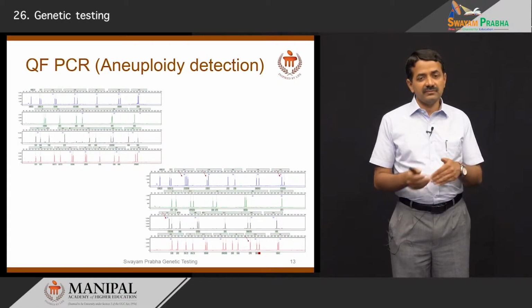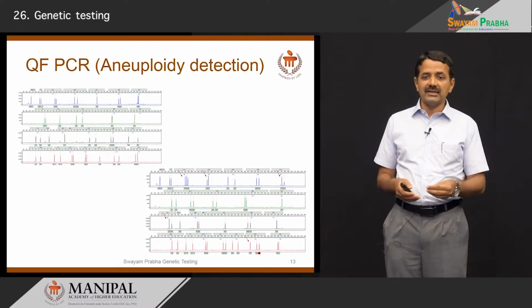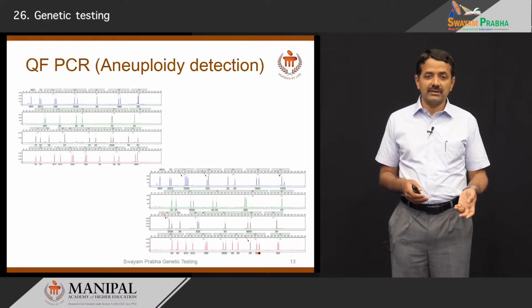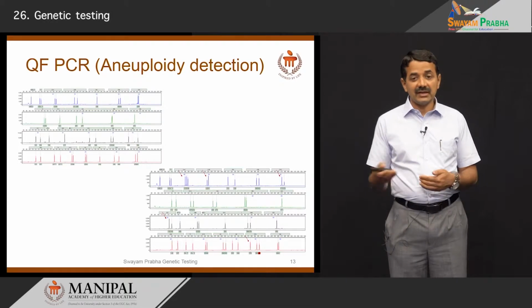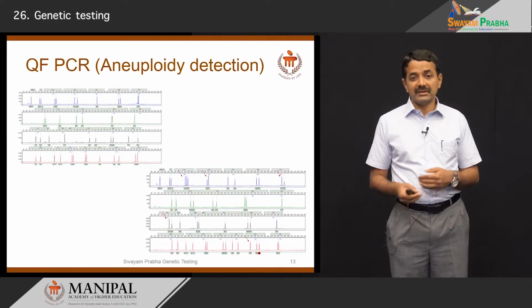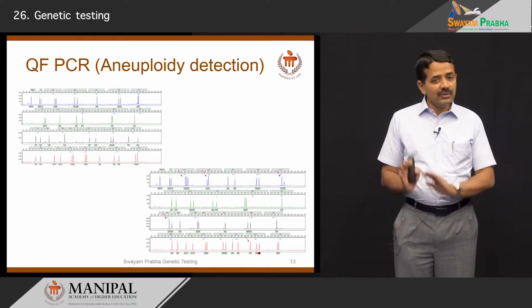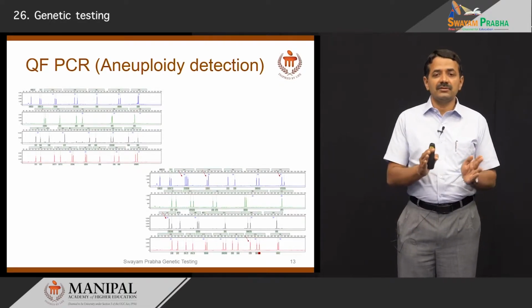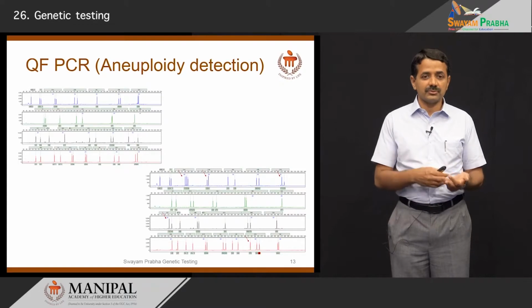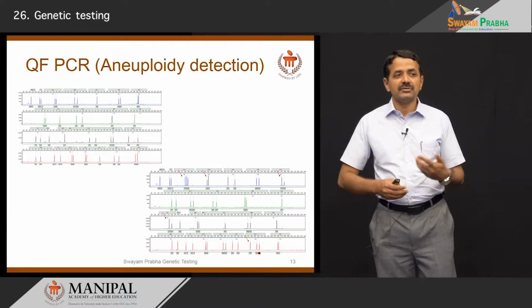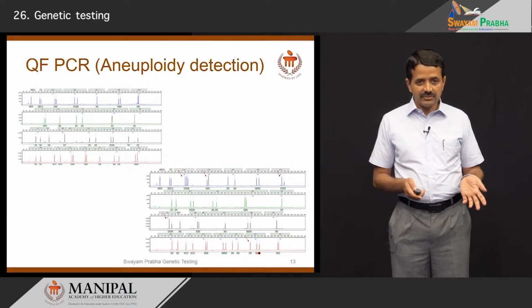This is one of the techniques which uses DNA instead of live actively dividing cells, and it has the ability to deliver the results in a day or two only for targeted chromosomal analysis. If you want to analyze chromosome 21, 18, 13, then you can do this quickly using QF-PCR.